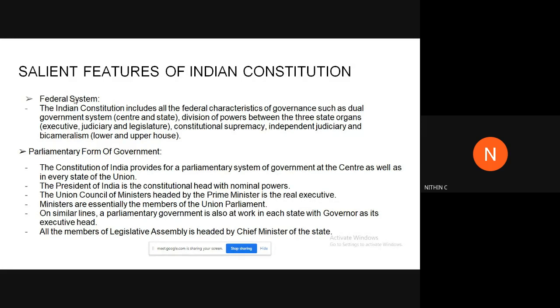So when we deal with the union government, the president is the head, and all these things were already discussed in the second, third, and fourth modules. In the union, we have the president as the constitutional head, and the real executive head is the prime minister. Similarly, at the state, we have the chief minister, the governor, and the legislative assembly. The legislative assembly is headed by the chief minister of the state. In short, a major feature of the Indian constitution is the parliamentary form of government.